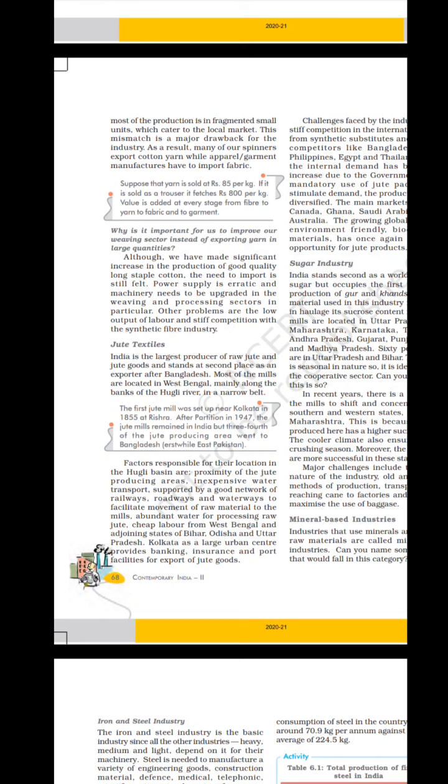erstwhile East Pakistan. Factors responsible for their location in the Hugli Basin are proximity of the jute producing areas, inexpensive water transport supported by a good network of railways, roadways and waterways to facilitate movement of raw material to the mills, abundant water for processing raw jute, and cheap labor from West Bengal and adjoining states of Bihar, Odisha and Uttar Pradesh. Kolkata as a large urban center provides banking, insurance and port facilities for export of jute goods.